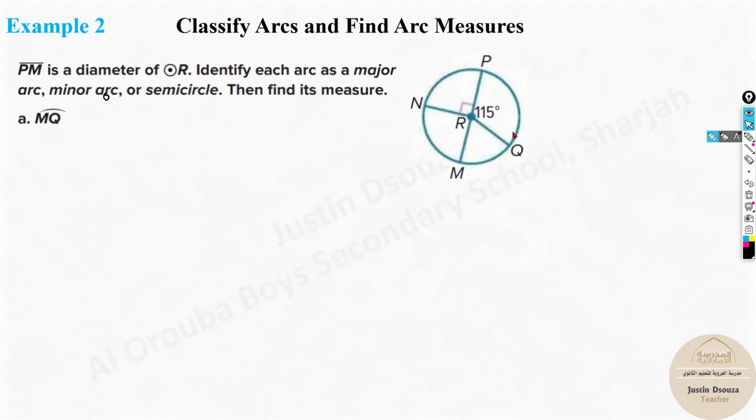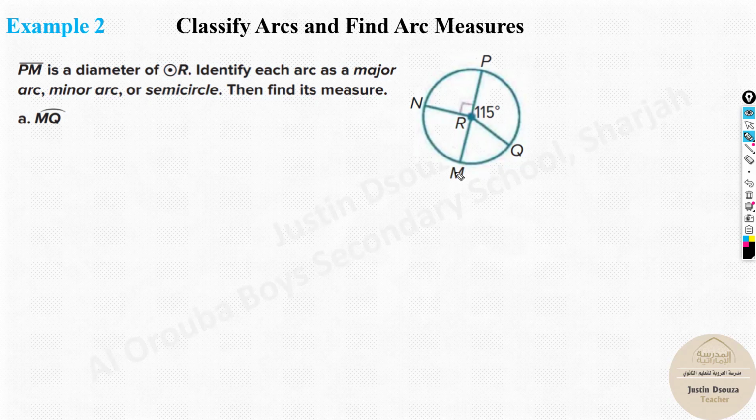And now over here we have been told PM is the diameter of the circle R. Identify each arc as a major arc, minor arc, or semicircle. They have asked about this particular arc MQ. What is this arc? This is a minor arc. It's less than 180, right? If it was MNP, this is a semicircle, but MPQ would be the major arc.